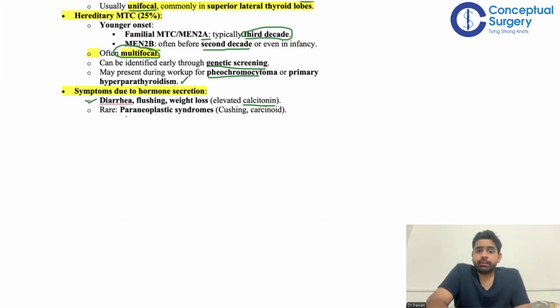Now, rarely the patients can have a paraneoplastic syndrome. This you can remember. What are the paraneoplastic syndromes associated with the medullary thyroid cancer? It is Cushing's and carcinoid. So Cushing's and carcinoid are the paraneoplastic syndromes associated with medullary thyroid cancer.